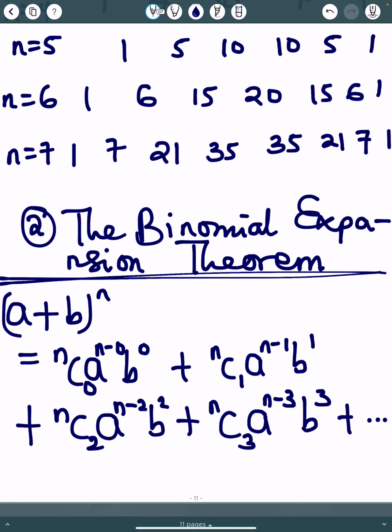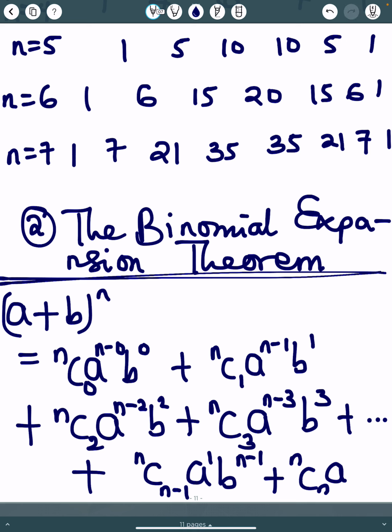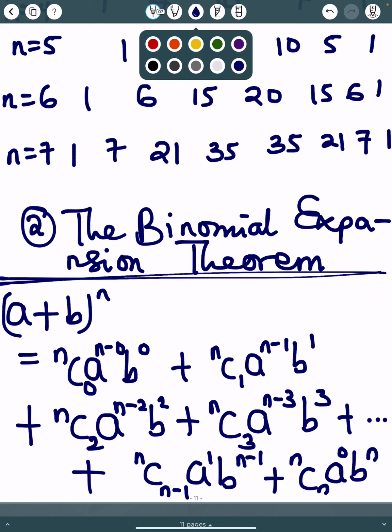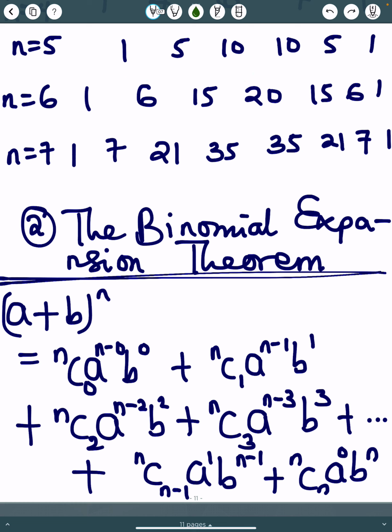and so on, till you get to the second but last term. That's n combination n minus 1, a raised to power 1, b raised to power n minus 1, plus n combination n. The last term will now be n combination n, a raised to power 0, b raised to power n. This is referred to as the binomial expansion theorem. It may take using it a few times before you master it, but it's very simple to write. Very, very simple. You see how we use it when we start answering questions with it.